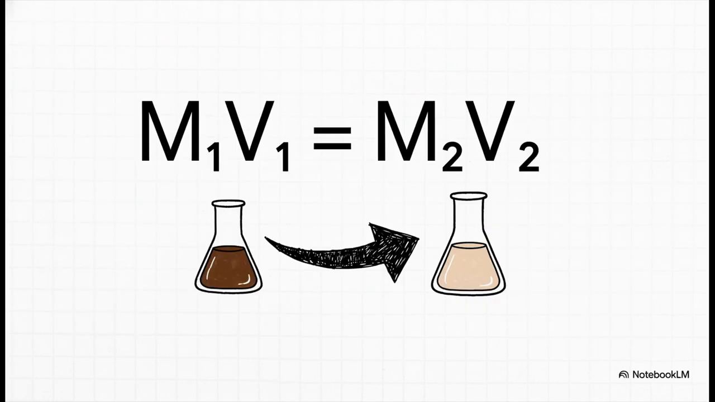And the secret to getting that precision is this beautiful, simple formula. M1V1 equals M2V2. Here, M is for molarity, and V is for volume. All this formula is saying is that the concentration times the volume of your starting solution, your before, is always going to be equal to the concentration and volume of your final, diluted solution, your after. This little equation is the key to perfect dilution.